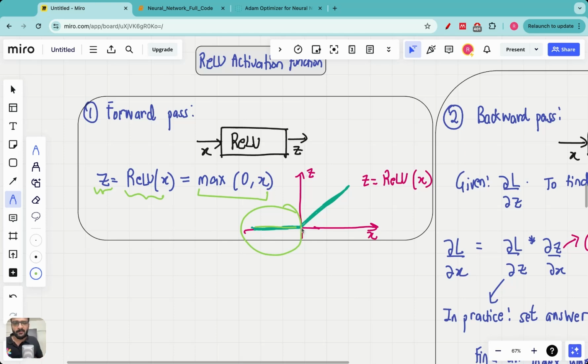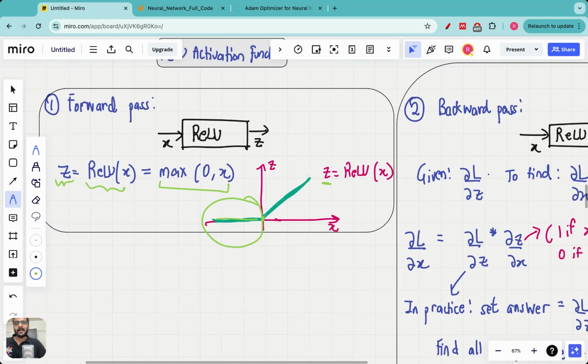It is clearly not differentiable at x equal to 0, but the addition of this non-linearity makes the neural network very expressive. So this is the forward pass. Whenever an input is given to the ReLU, using this graph here, it computes the output z. Now, what's the backward pass?